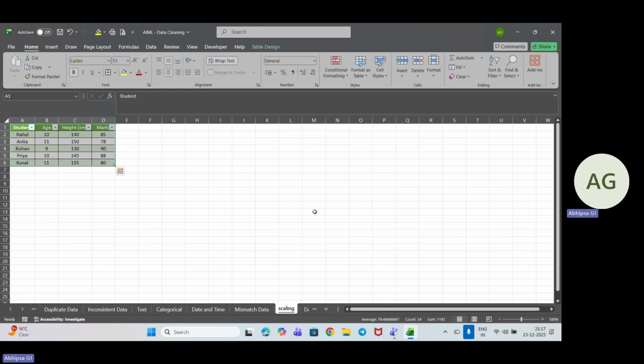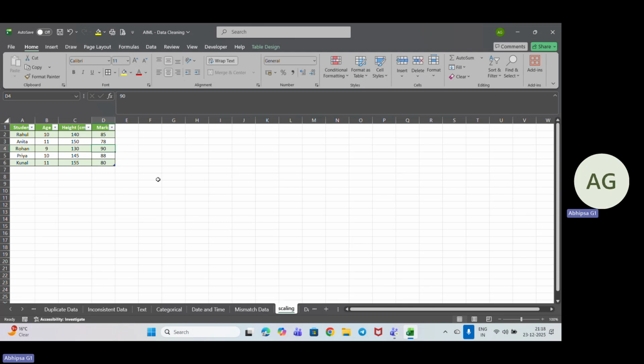Scaling means it takes the numbers to the same size or range. So these are the values we have got. Age is around 10 to 11 at max. Max is coming down to 11 and mean is coming down to 9. From here, if you can see, the mean is coming down to 130 and max is coming down to 155. Now, marks is coming down around 85, around 78 being the minimum and 90 being the maximum.